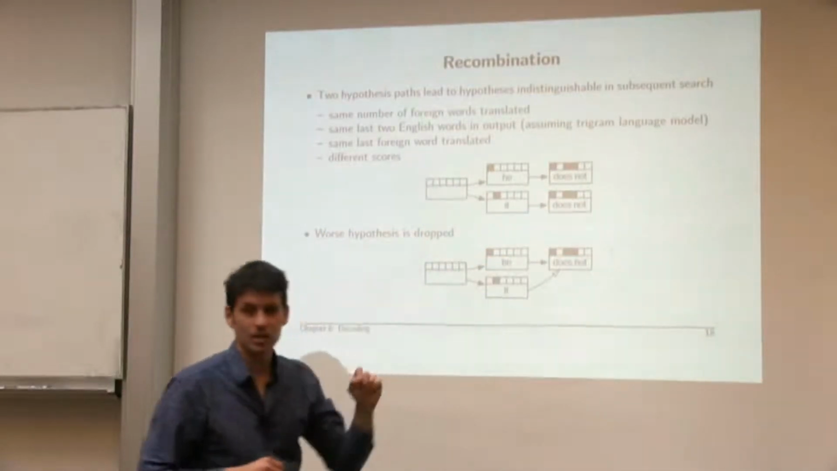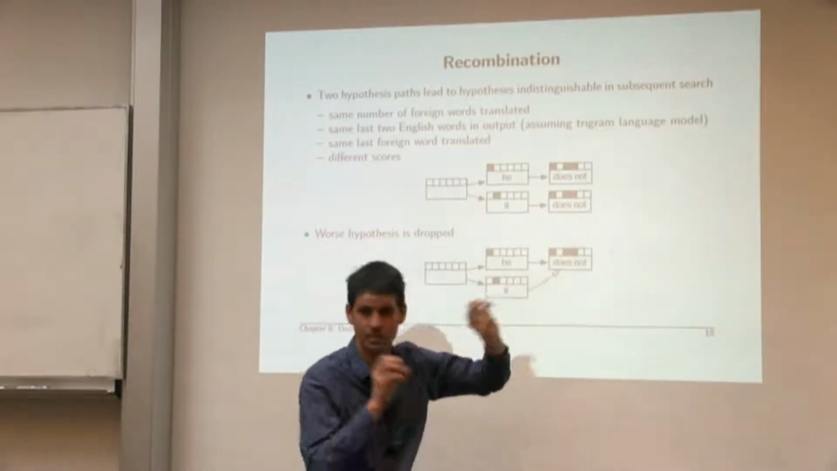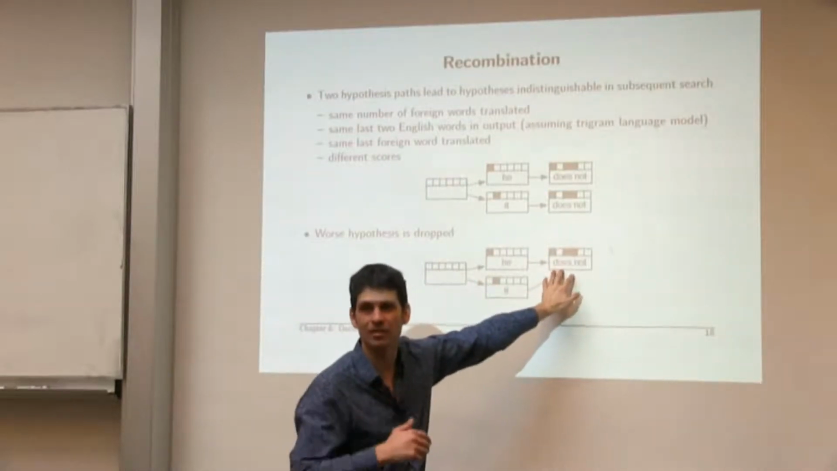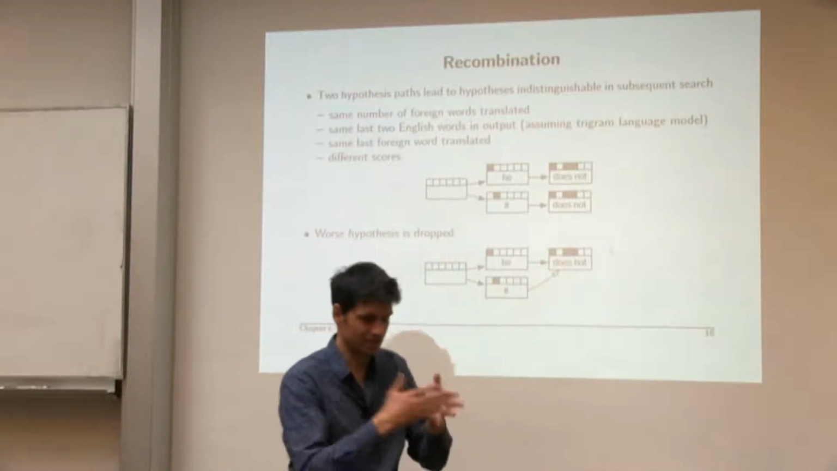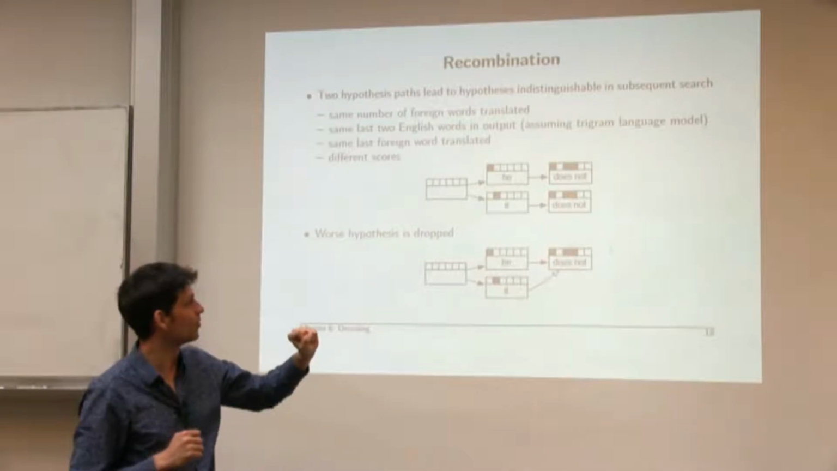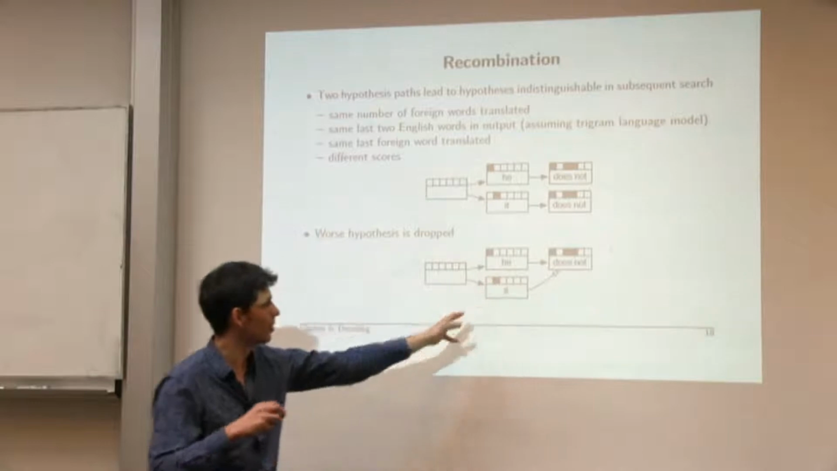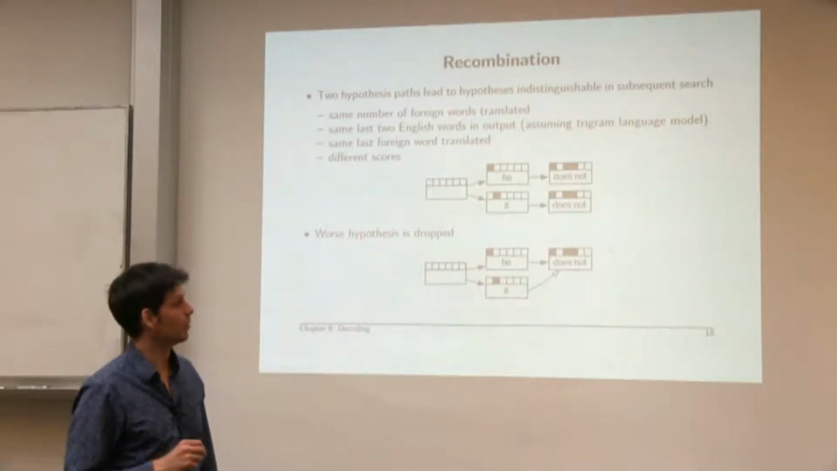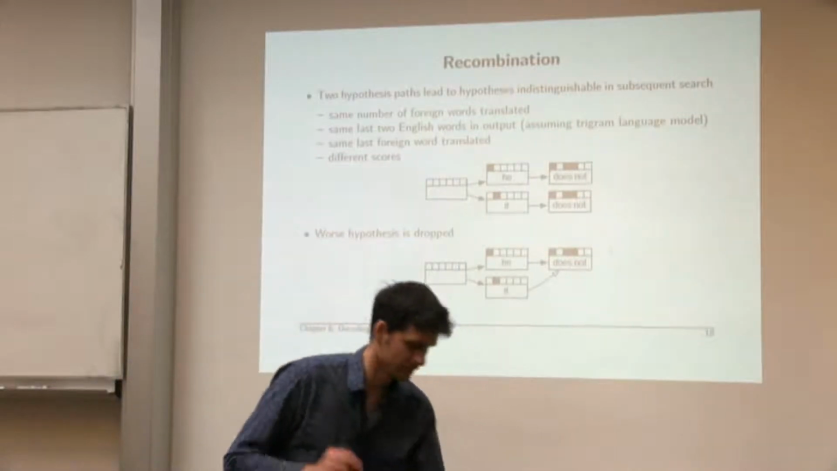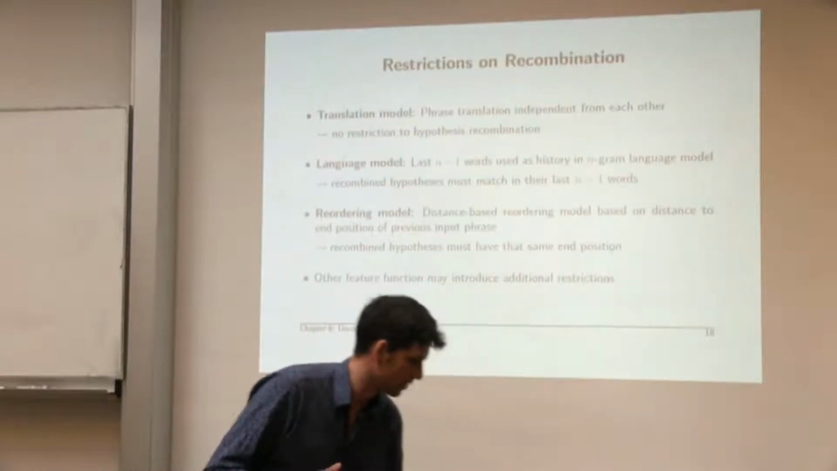So the recombination can put together two hypotheses whenever they translated the same source words, so the coverage vector is identical, and the history considered by all the other features is identical. The history which is beyond that, which is out of scope of the scoring functions, whether the beginning was "he" or "it", that is no longer important. So that doesn't make any difference in the scores beyond that. So this is the safe pruning, or safe reduction of the search space.